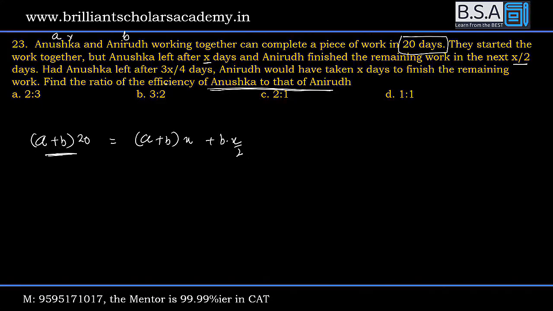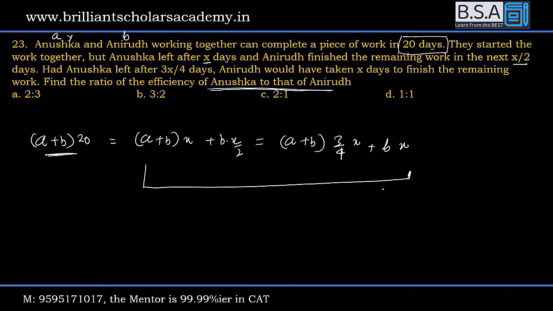Another example is given: if Anushka had left after 3 by 4 X number of days, Anirudh will take X number of days. So basically, I am going to equate these two. Why would I do that? Because X is common in every part of the equation. X will be cancelled by default.